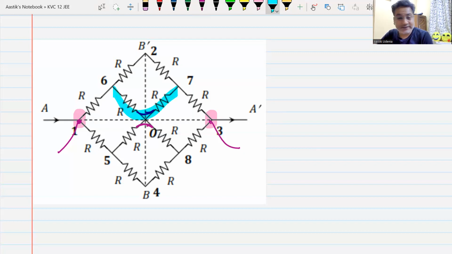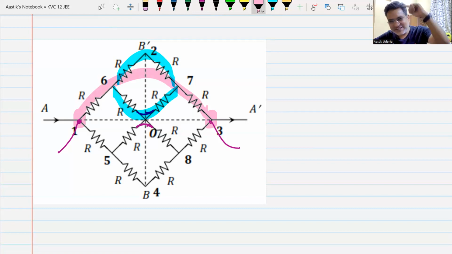So R and R in series, 2R. R and R in series, 2R. 2R and 2R in parallel, it is R. So this entire blue thing becomes R. Then this R and this R are in series, so it is 3R. The upper one is 3R. The lower one is also 3R. So the answer is 3R/2. That is the correct answer, 3R/2.